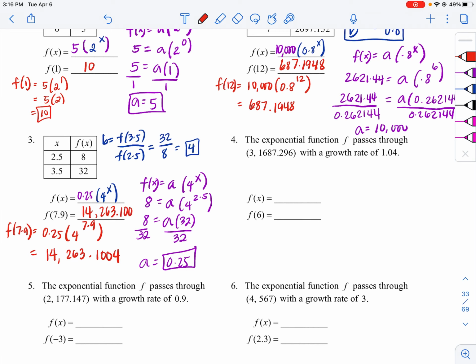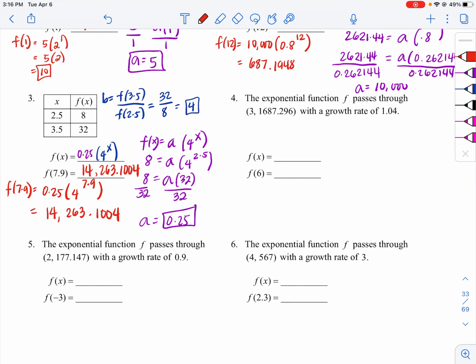All right, number 4. The exponential function f passes through a point 3, 1687.296 with a growth rate, this is the first time we're seeing this, with a growth rate of 1.04. So if we're trying to get the b value, we need 2 different points, right? And in here, we only have 1 point given, 3, 1687.296. That's because this right here, this one is our b value.